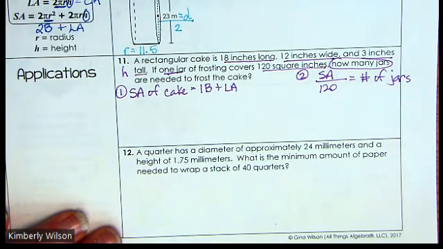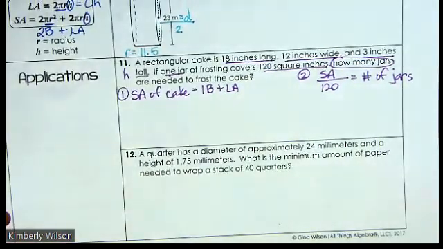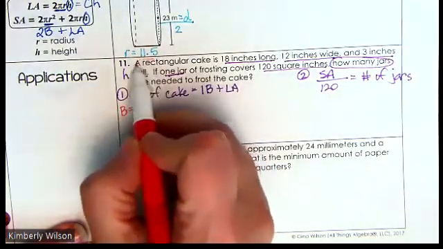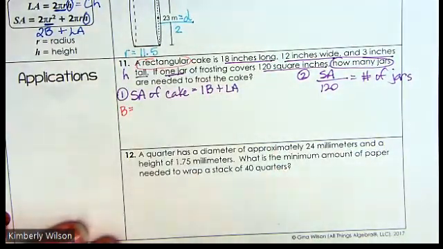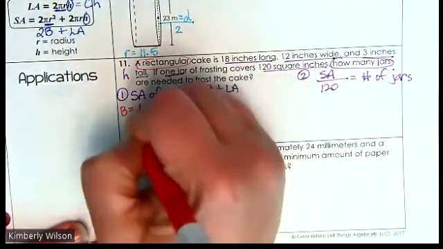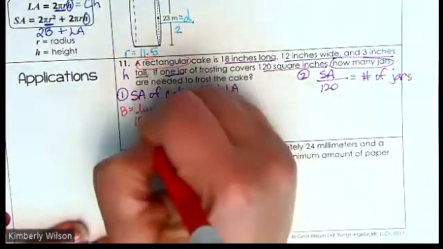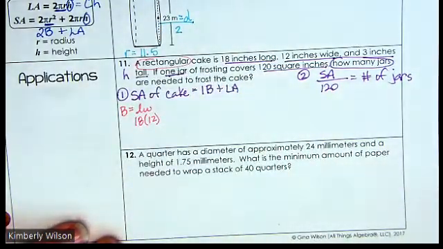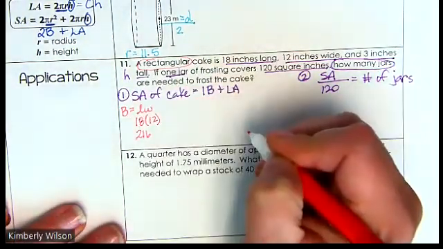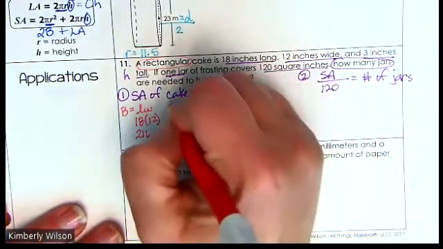Okay. All right, here we go. So let's work. Again, first step, I gotta find the B. It's a rectangular cake, so that's nice. It's not a triangle or a trapezoid. So we've got length times width. So that's going to be 18 times 12, which gives me 216. And then I've got to find the lateral area.